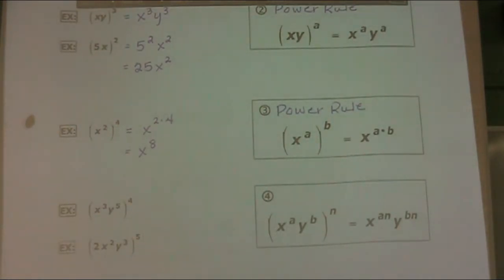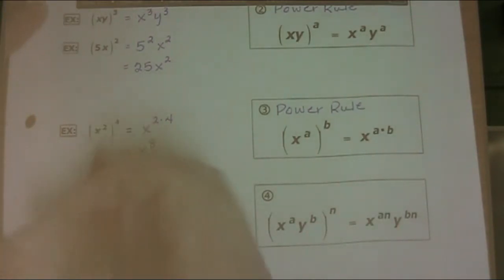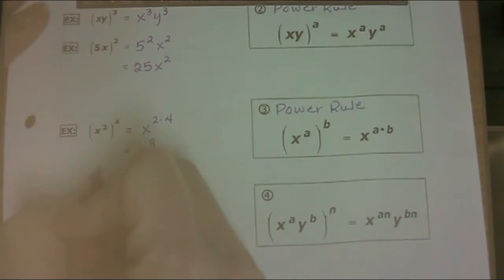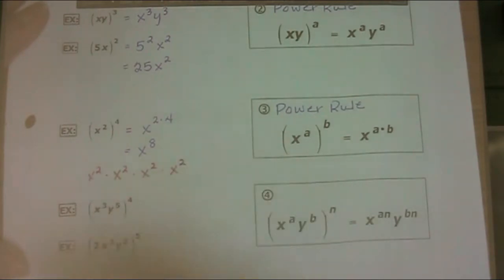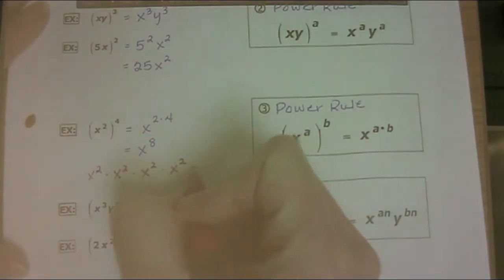Now let's look at something and see why this makes sense. If we have x squared to the 4th power, what this really is is x squared times x squared times x squared times x squared. And if we use the product rule to simplify this, we would have 2 plus 2 plus 2 plus 2, which is x to the 8th.